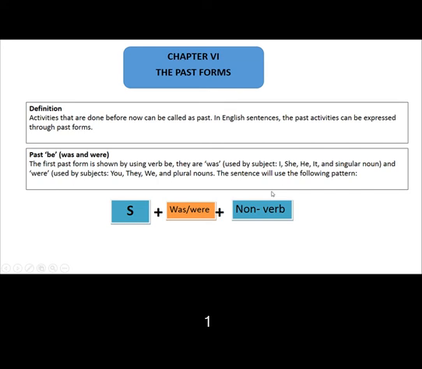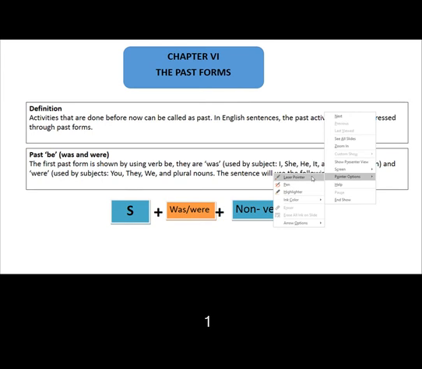Well, good morning, everyone. Now we are going to talk about the next topic for the next meeting. Here we are going to talk about the past form, and previously we have discussed the present form. Now we are talking about the past form. First of all, what do we mean by the past form? Now let's see in here.